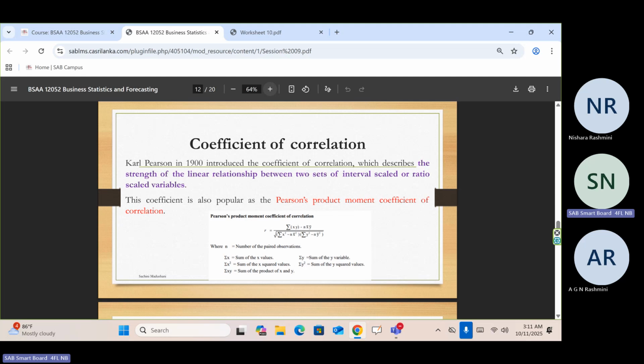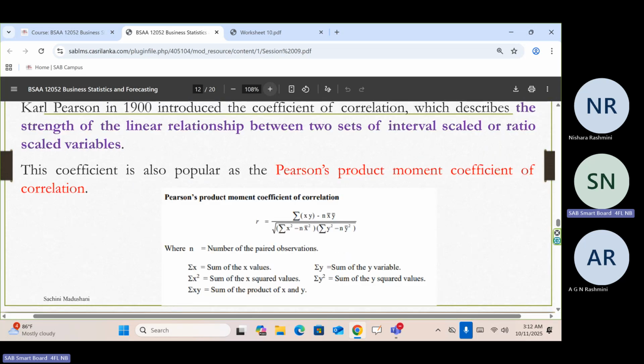It's clear? Then if we have two quantitative variables, it means independent and dependent both are quantitative, then we can use the Pearson product moment coefficient of correlation. If we have a categorical variable, we cannot use this formula. Then we have a separate formula, Spearman's rank correlation. In your syllabus, you have to study only the Pearson product moment coefficient of correlation. We can use this coefficient formula if we have only quantitative variables.